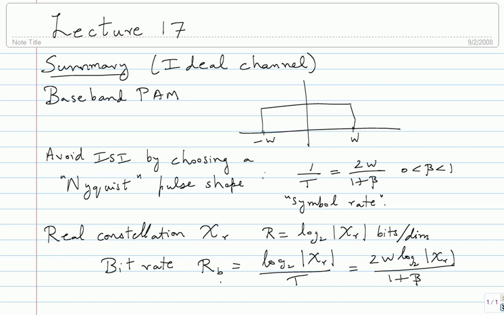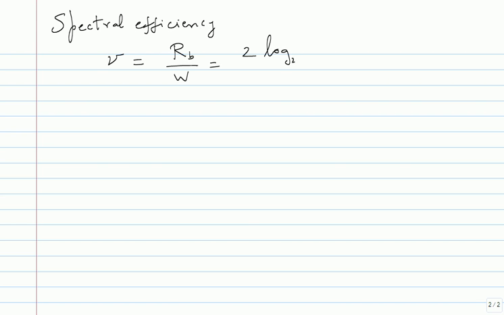Okay, so maybe there's not too much room here, so I'll go to the next page and write down spectral efficiency for baseband PAM. Typically it's denoted mu, R_B divided by W, and it works out to 2 times R, divided by 1 plus beta.